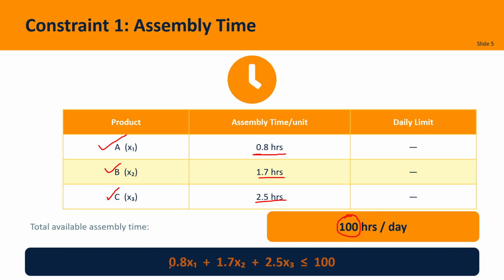So our total assembly time usage will be 0.8x1 plus 1.7x2 plus 2.5x3. It should be less than or equal to 100. Less than or equal to means maximum we have 100 hours available. So the usage can be either equal to 100 or less than 100.